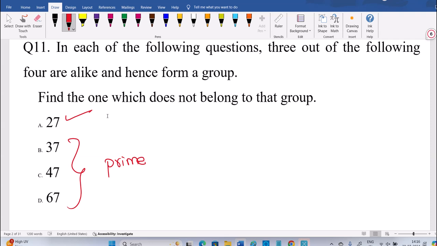Remaining all have some logic. All 37, 47, 67 are prime numbers. This is not a prime number. The remaining group maintains some logic, and this is not maintaining that logic. That's why it is the odd one out. Many may opt for 27 keeping in mind that it is the only perfect cube and the remaining are not perfect cubes. That's a wrong thought process. I mean to say your answer may be correct, but the thought process is not correct. The remaining all should follow the same logic, and this is not following that. That's the way you think.